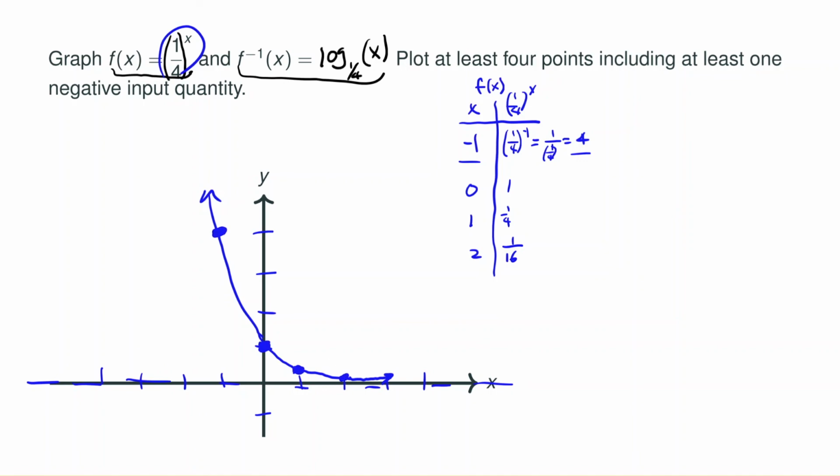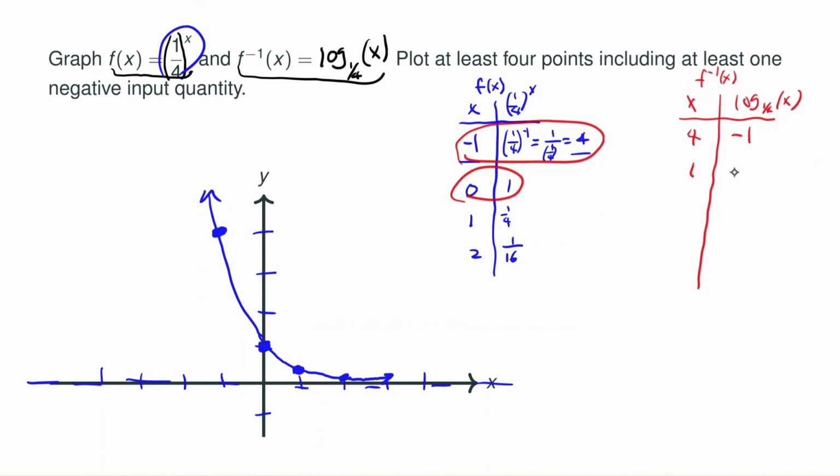So then let's invert this so we can graph f inverse, which is log base 1 over 4 of x. So that means, look at this pair, negative 1 comma 4. For an inverse function, we switch domain and range. So it becomes 4 comma negative 1. Then 1 comma 0. 1 over 4 comma 1. 1 over 16 comma 2.